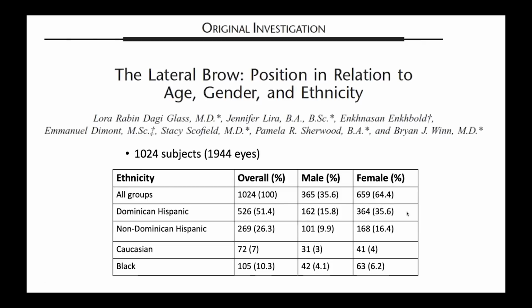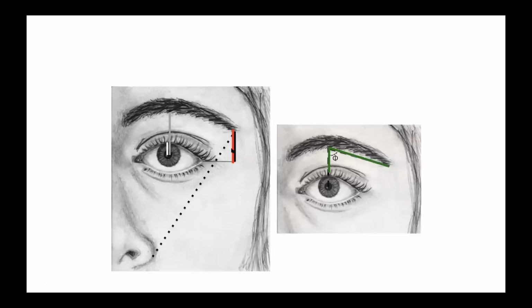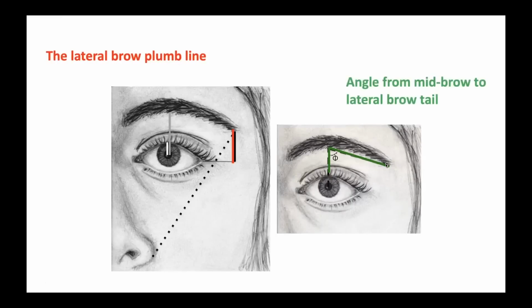So again, still interested in this, we did a study looking at 1,024 subjects, a multi-ethnic study, and we looked to see what was happening with respect to age and ethnicity. And we started using a couple additional measurements. One was looking at the lateral brow. So we drew a line from the very tail of the brow down. We call this the lateral brow plumb line. And then we looked at the angle that the brow makes from the center to the lateral brow. And that's the angle from the midbrow to the lateral brow tail.